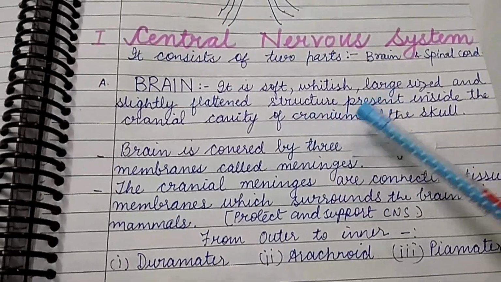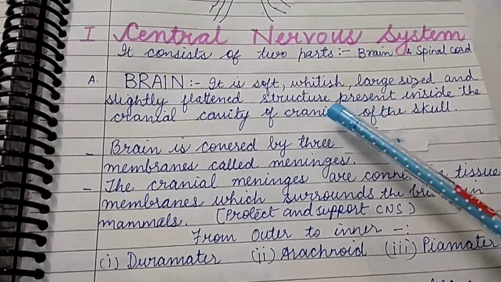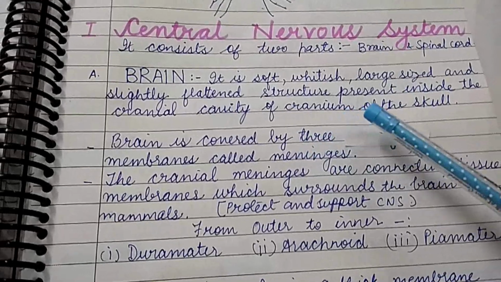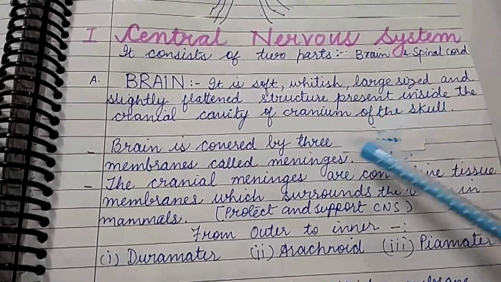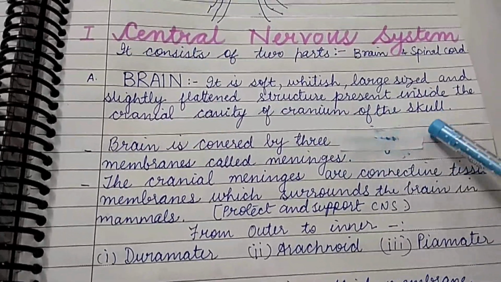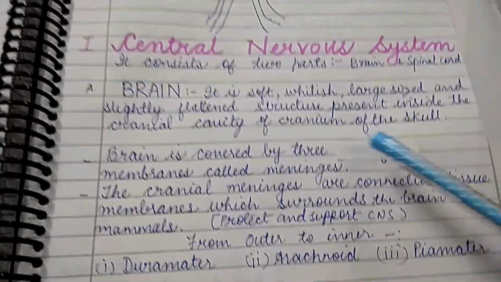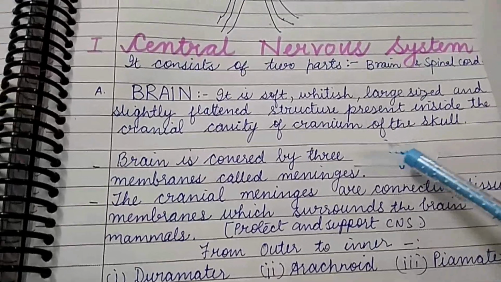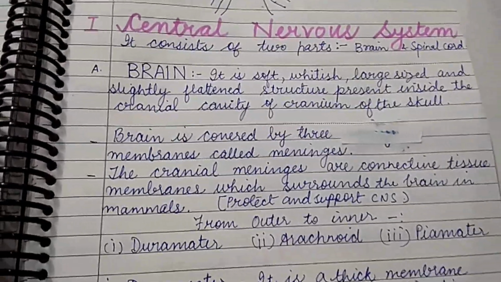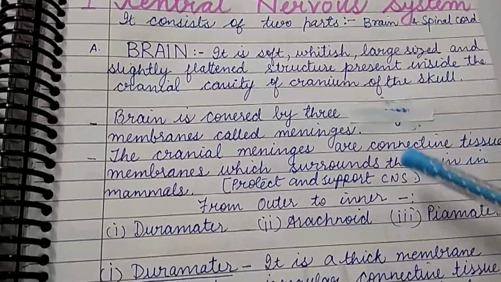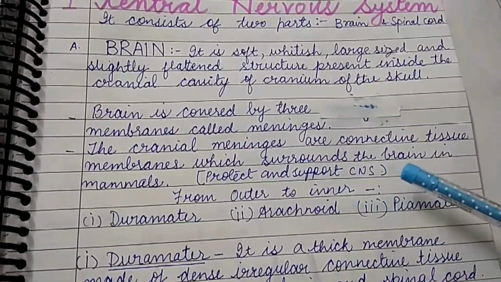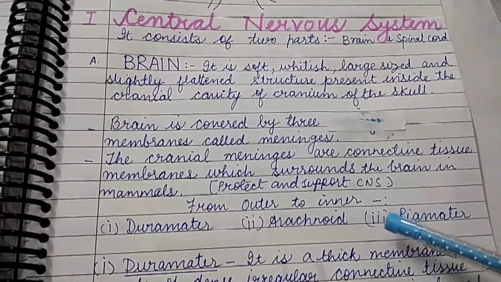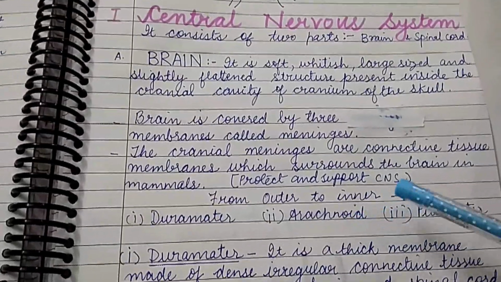How does it look like? It is soft, whitish, large sized and slightly flattened structure present inside the cranial cavity of cranium of the skull. What is cranium? Cranium is the top part of the skull, and it protects the brain. Brain is covered by three membranes called meninges. The cranial meninges are connective tissue membranes which surround the brain in mammals, and it protects and supports CNS also.